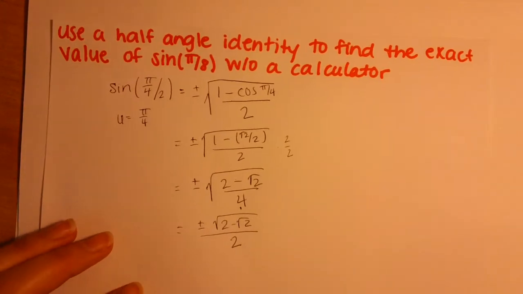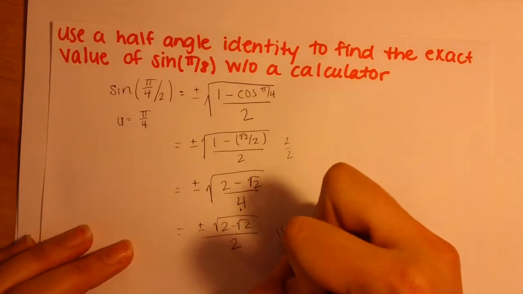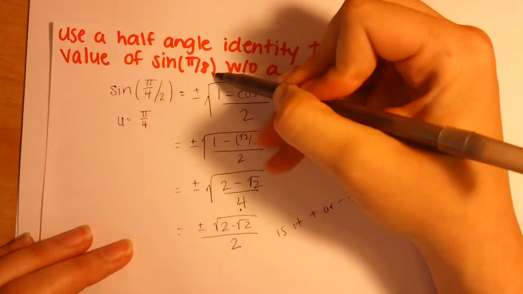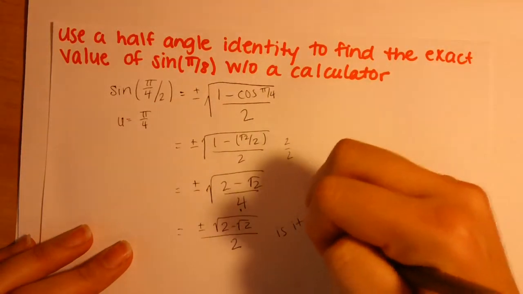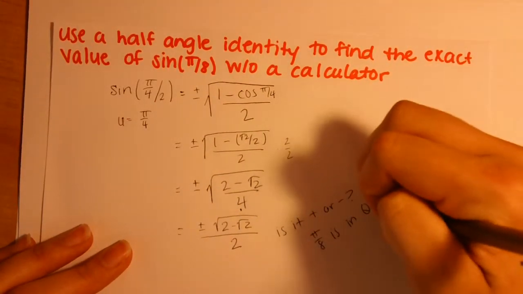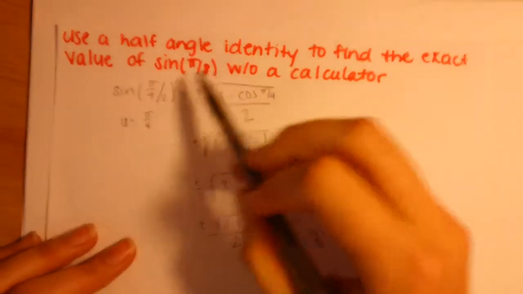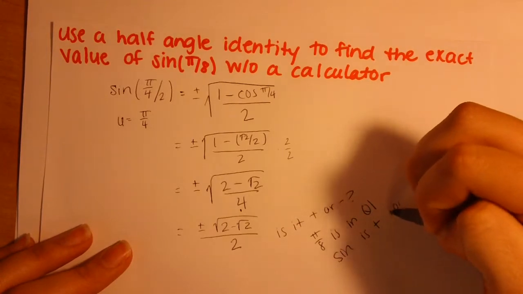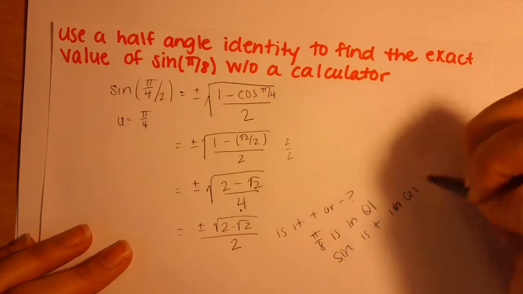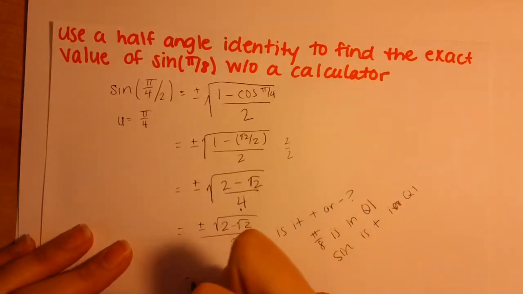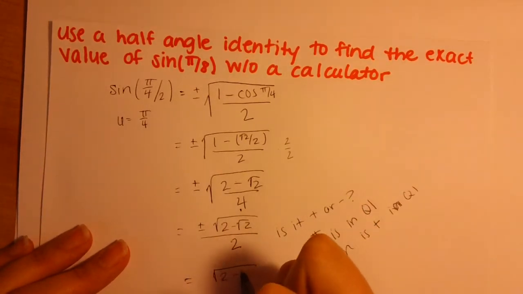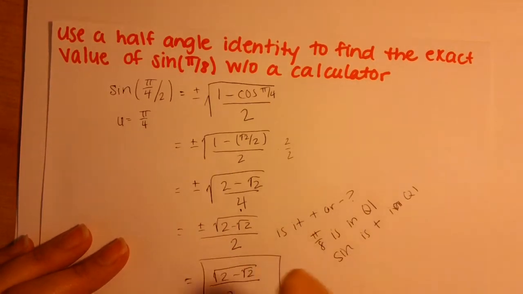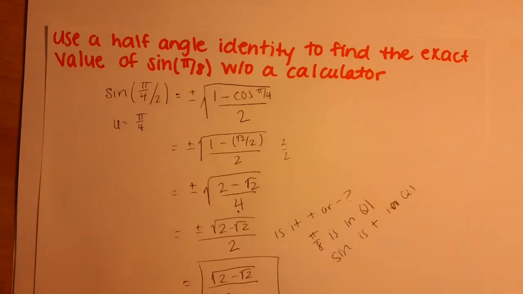And then we have to think, well, what quadrant are we in? Is it positive or negative? Well, pi over 8 is in quadrant 1. Sine is positive in quadrant 1. So that means our final answer is going to be positive, so we just have the square root of (2 minus square root of 2) all over 2. So this is why our answer is positive, and we don't need to use the negative.